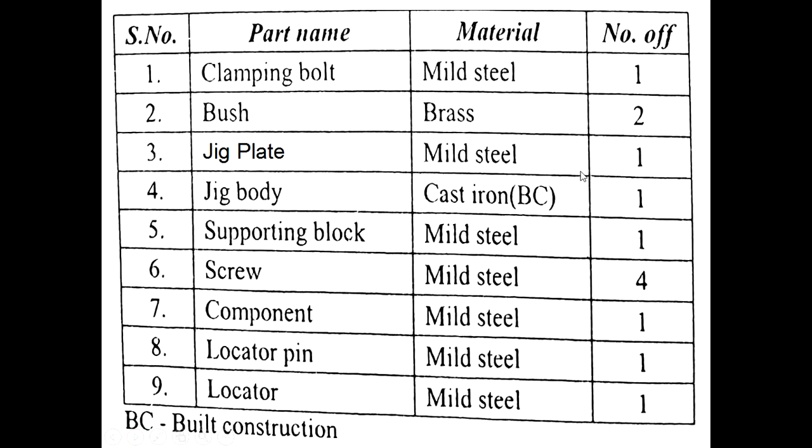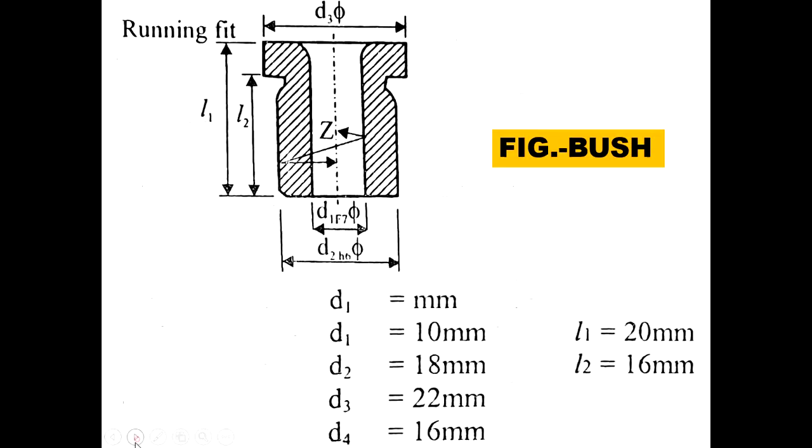Okay, so this is your part list. In the part list, the description of every part is there, from part number 1 to part number 9. Then the material of the part, and then the number of parts we are using. So clamping bolt we are using 1, bush we are using 2, jig plate we are using 1. Okay, jig body made up of cast iron, 1. Okay, so like this. So this is the part list which will give the idea what material and what is the quantity of material we are using in the assembly.